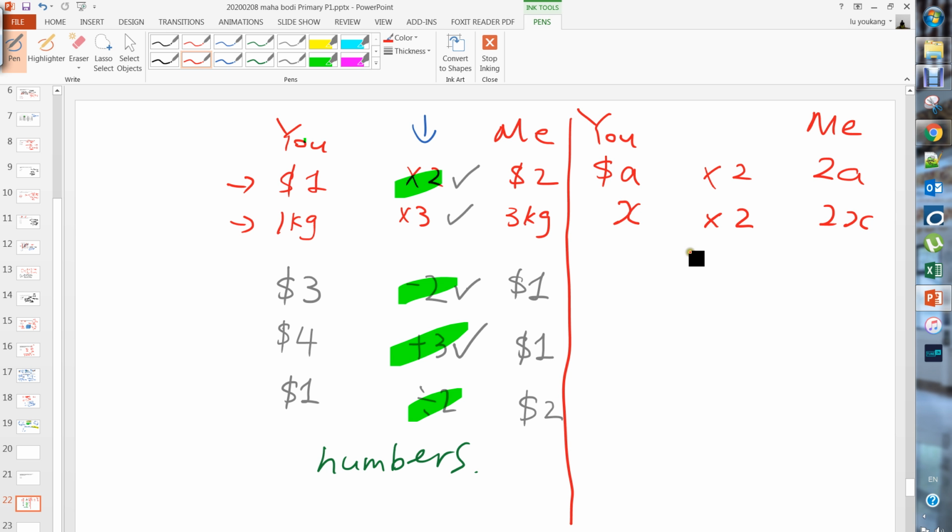X is harder to find an equivalent object for. So I use a first. Okay, so now let's say you have $8, and I have $2 less than you. So what do you do? I try to match.